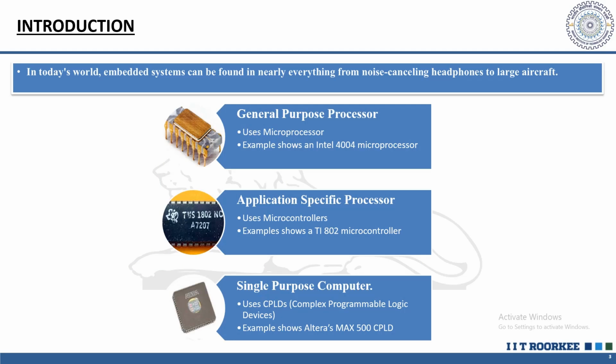So, in today's world, embedded systems can be found in nearly everything, from noise cancelling headphones to large aircraft. In order to implement an embedded system, there are broadly three ways. First is by using general purpose processors. Second, by using application specific processors. Third, by using single purpose computers. And for the general purpose processors, we use microprocessors, and for application specific, we use microcontrollers, and for single purpose, we use CPLDs.